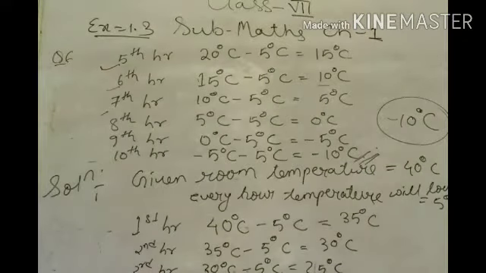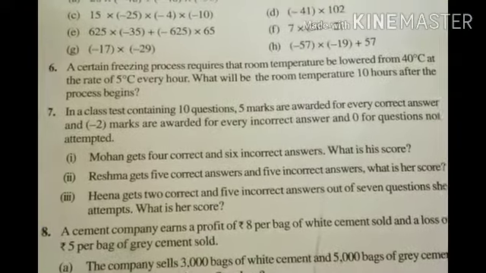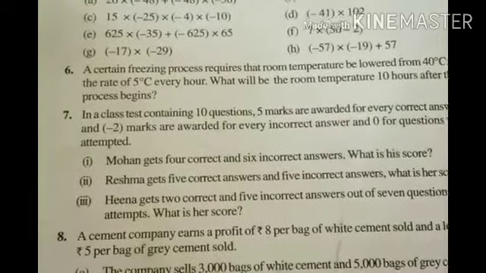Now the next question is, I will read out, listen carefully. Question number 7. In a class test containing 10 questions, 5 marks are awarded for giving a correct answer. For a correct answer, how many marks are they getting? 5 marks. And minus 2 marks are awarded for every incorrect answer. If you give any incorrect answer, you will get minus 2. And 0 for questions not attempted. So if you are not attempting any question, you will get 0 marks.